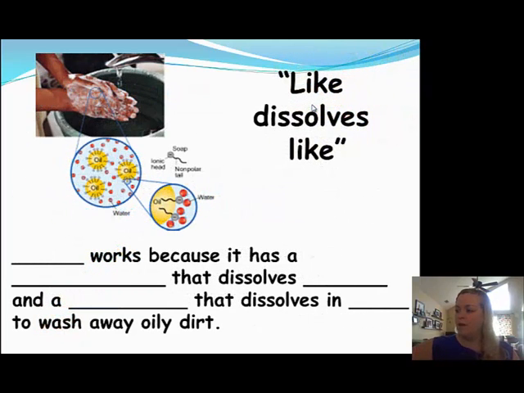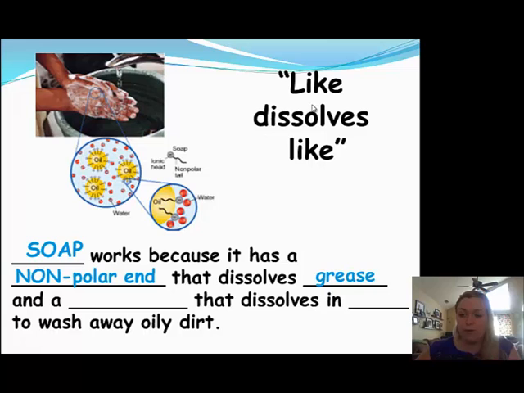Okay. Now, soap is actually really cool. Soap has a polar end and a non-polar end, and so it makes it a great cleaner because it can dissolve grease or other oils, and it can also dissolve oily dirt. So it has a non-polar end and a polar end. It can mix with water, it can mix with oil, and it's a great cleaner because of those properties.